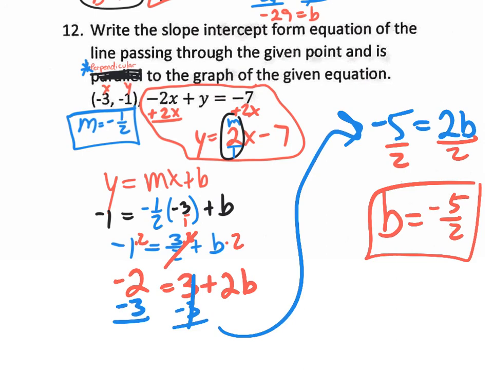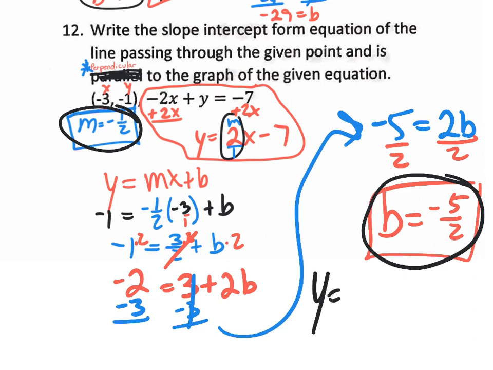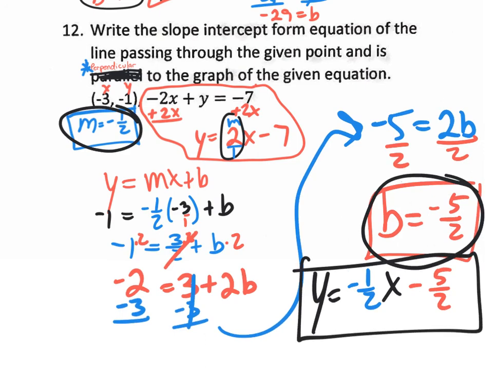But the point is, we found m because it's the perpendicular slope of what we originally had in the original equation, which you change the sign and flip it. And then we have the new b value that we found by plugging in y, x, and m and solving for b. So now we can write our slope-intercept form equation. y equals negative 1/2 x plus b, which is minus 5/2. And that is your equation in slope-intercept form.